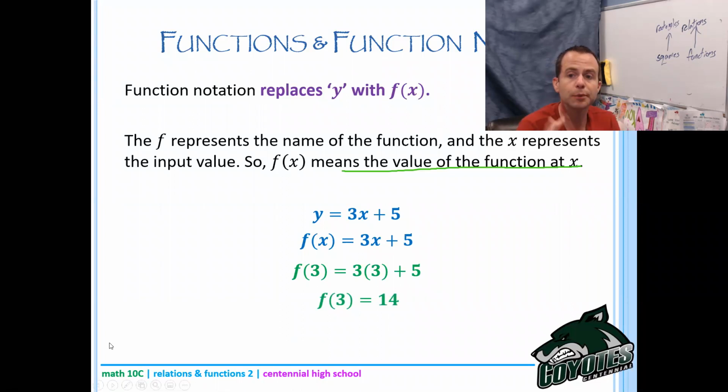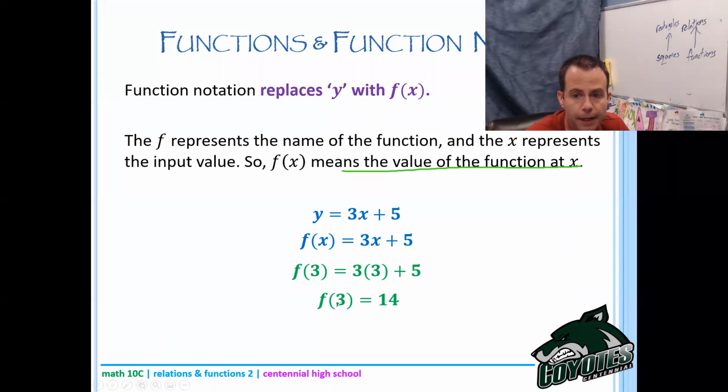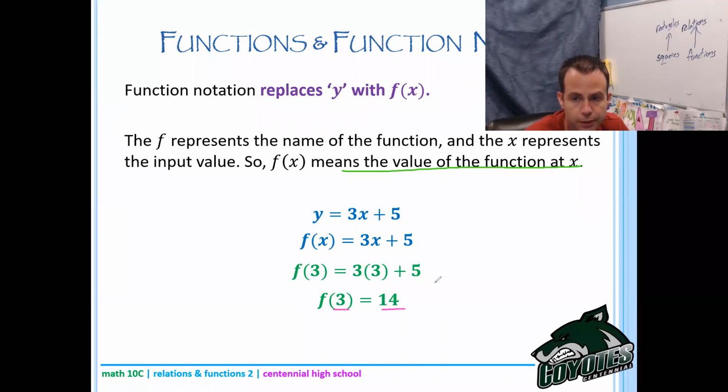Now, why do we like function notation as math people? For a lot of reasons, but the first one is I see my input and my output at the exact same time. I see that my input is 3, my output is 14. That tells me that the point (3, 14) lies on the graph. I don't have to go find that 3 again. It's right there in my answer.